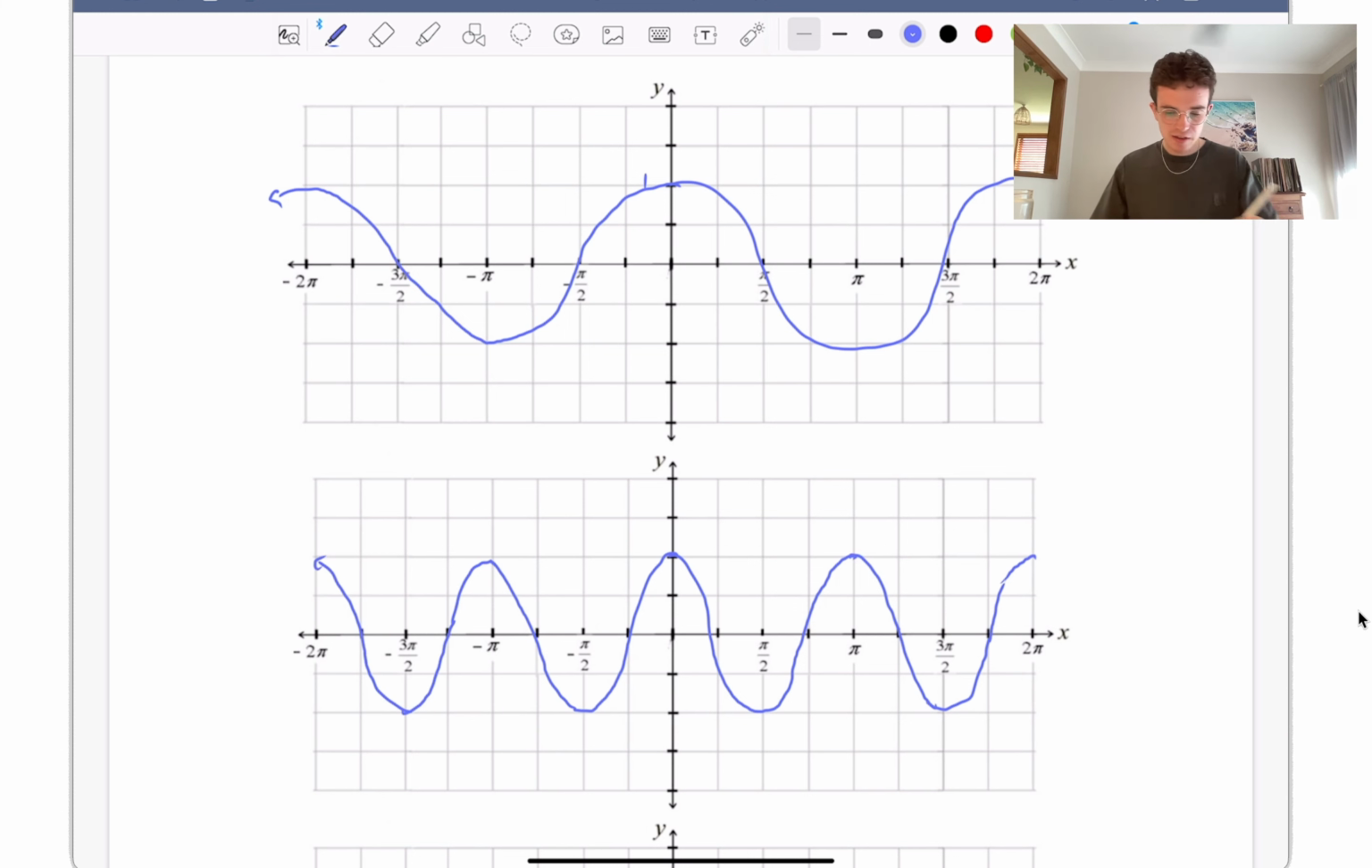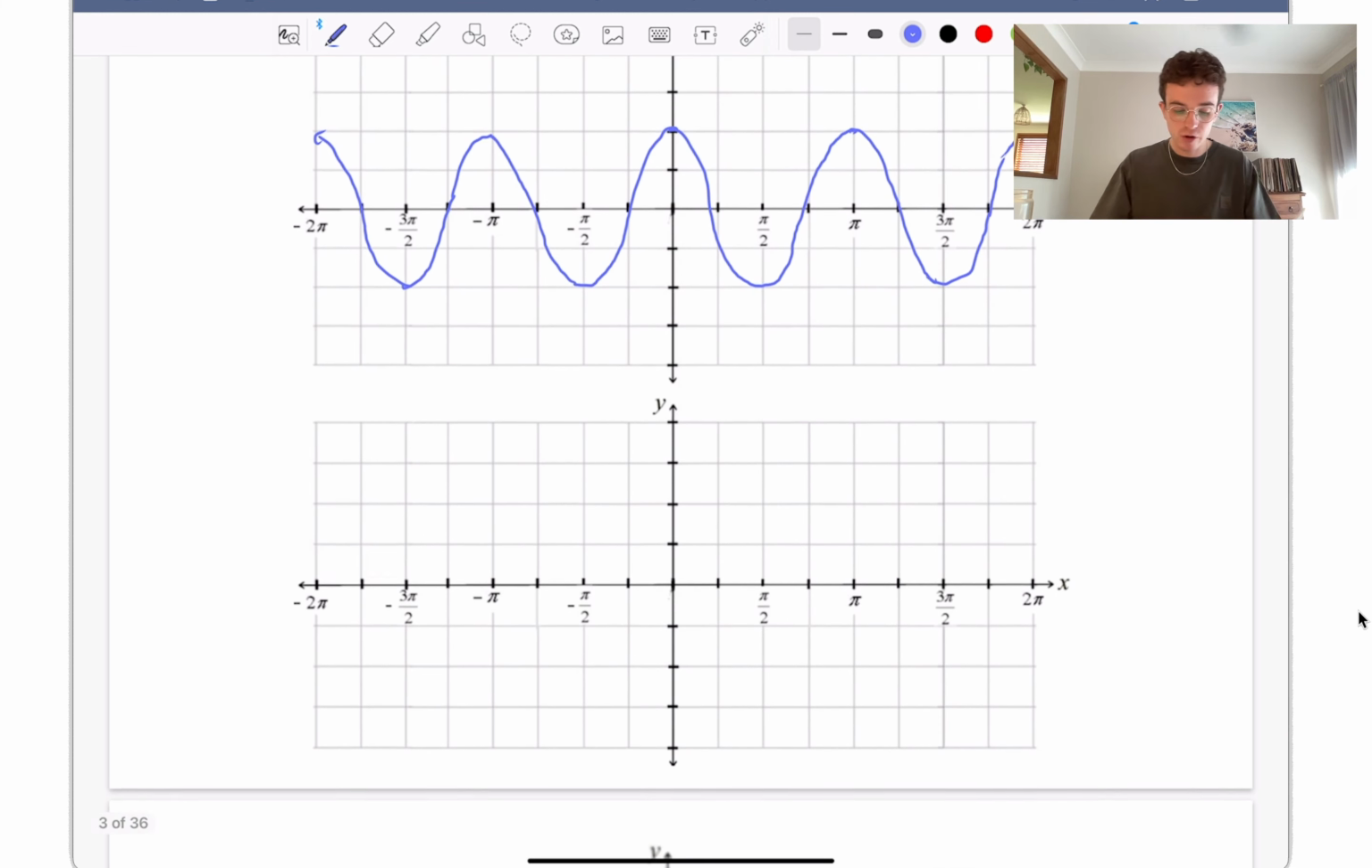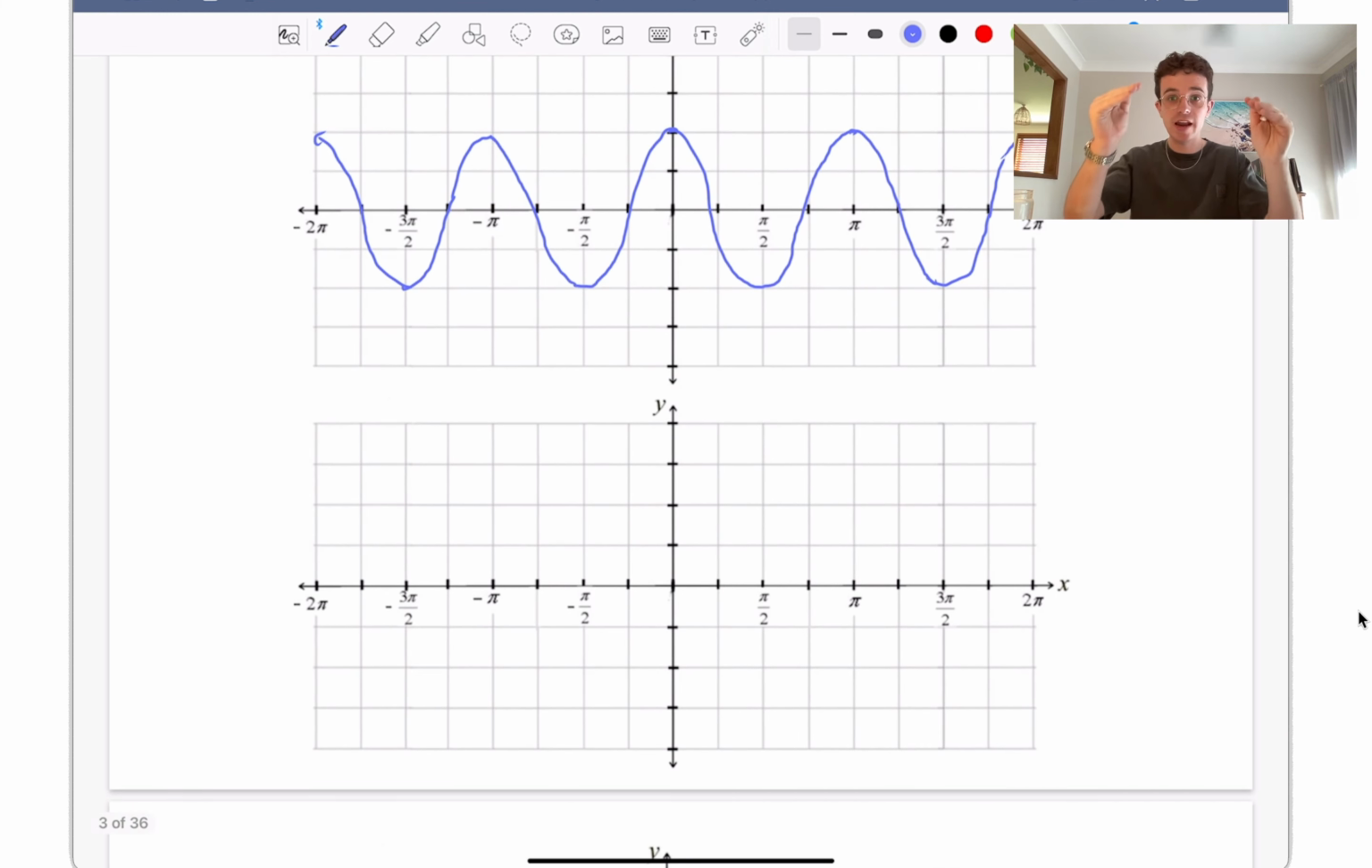Okay, so this here is cos of x, y is cos of x. This is cos of 2x. Let's graph y as a half cos of 2x. Of course, that's just going to get our amplitude and move it down by a half.